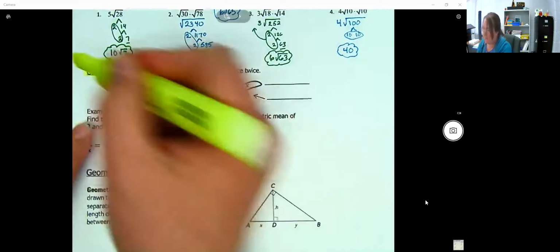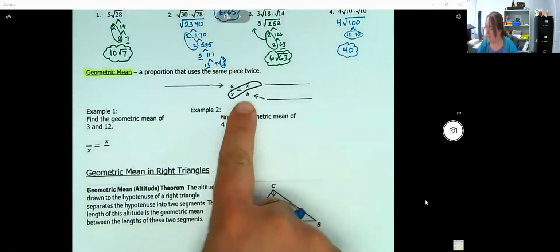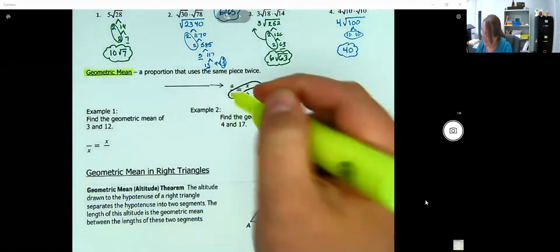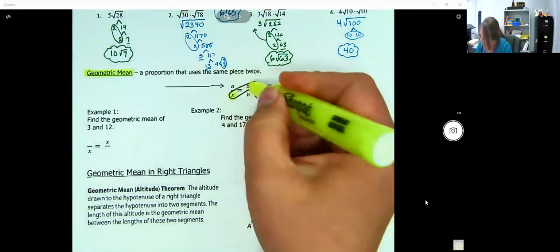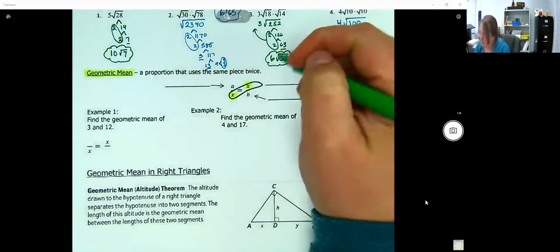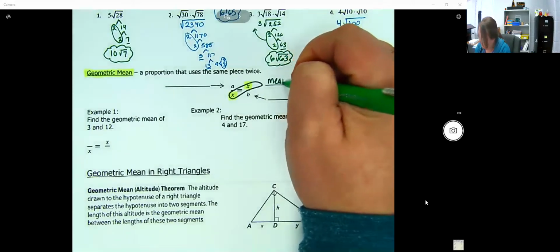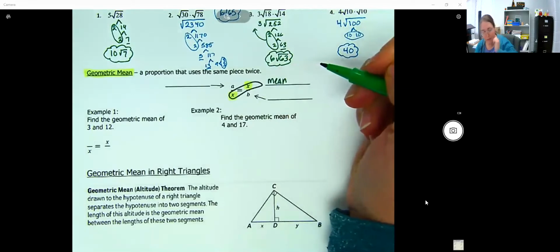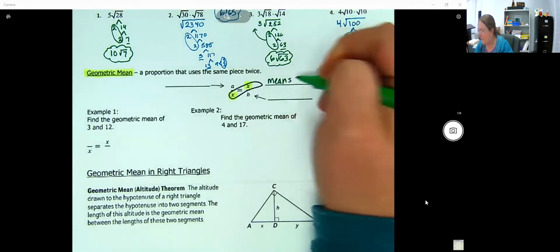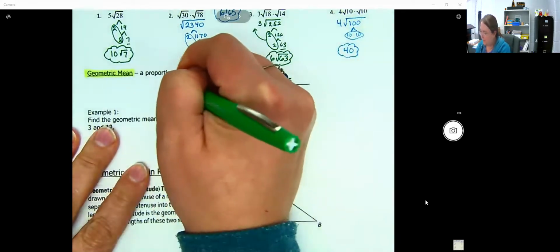The geometric mean is a proportion that uses the same piece twice. So you notice in this proportion, you have x here and x here. All right. The piece that's used twice is called the mean. So the geometric mean is going to be x, and the part we call it the means. The parts that are not used twice are the extremes.